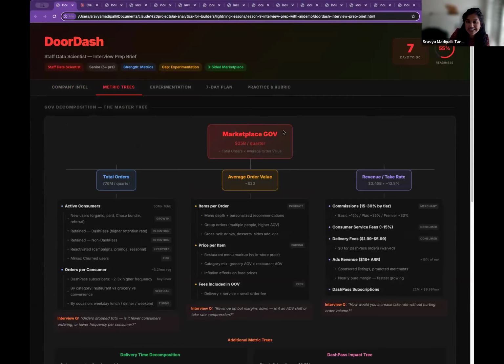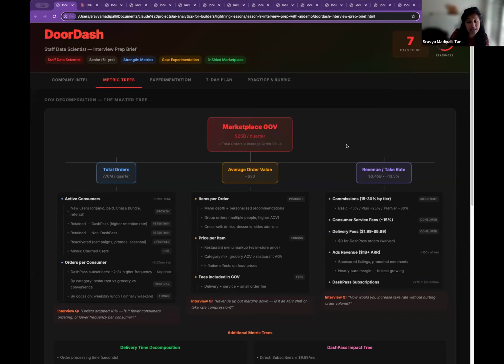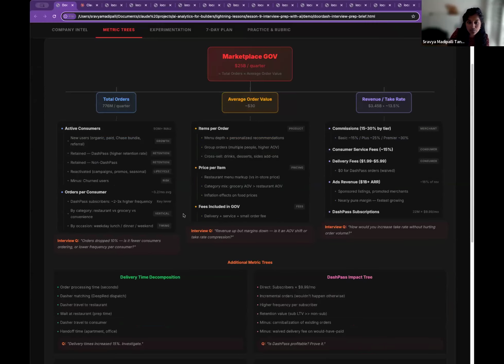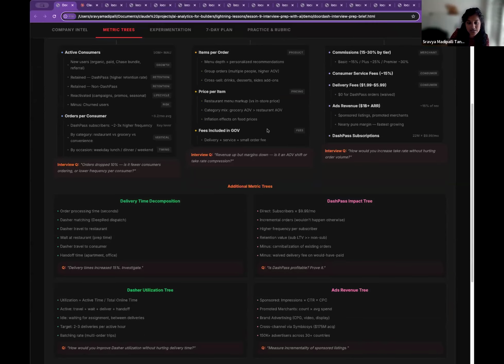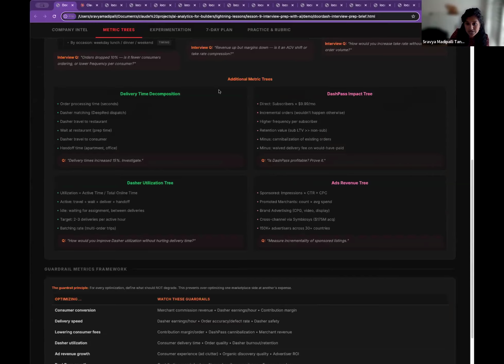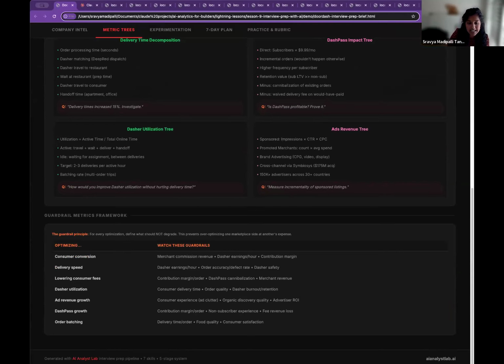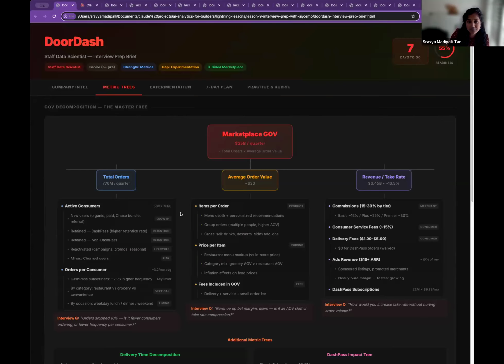Metric trees. This, I would say, is something that's absolutely, at least the first time I saw it, I was in love with these metric trees. What is the top metric and what all metrics contribute to it? And not just that metric, you have it for every other important metric, and what the guardrails are for each of them.